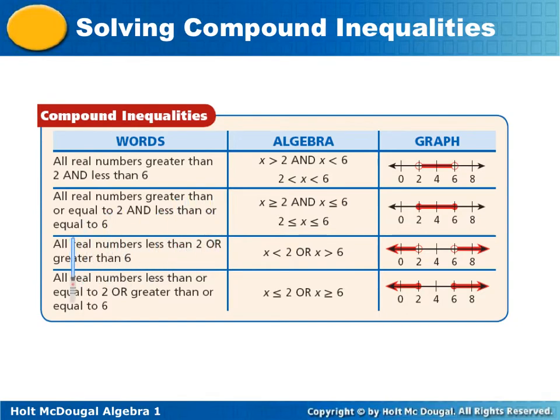Okay. Now, it can work the same, and it could just be greater than or equal to, or less than or equal to. And again, the only thing that changes is instead of having open dots, you would have closed dots. All right? Any questions on the and ones?